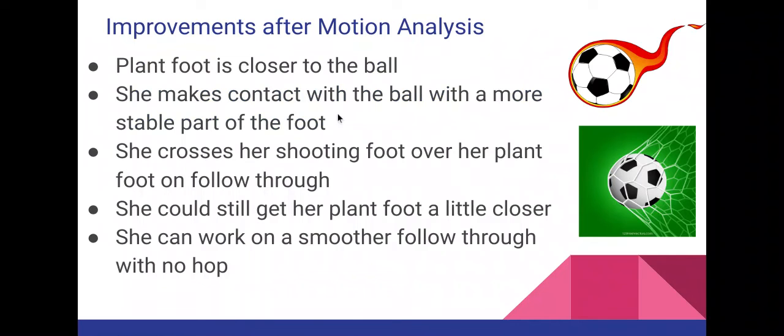So the improvements after the motion analysis that we saw were her plant foot was closer to the ball. She makes contact with the ball with a more stable part of her foot. She crosses her shooting foot over her plant foot on the follow through. Some things she could work on though is she could still get her plant foot a little closer to the ball, and she can work on a smoother follow through without a hop to get to the correct position.